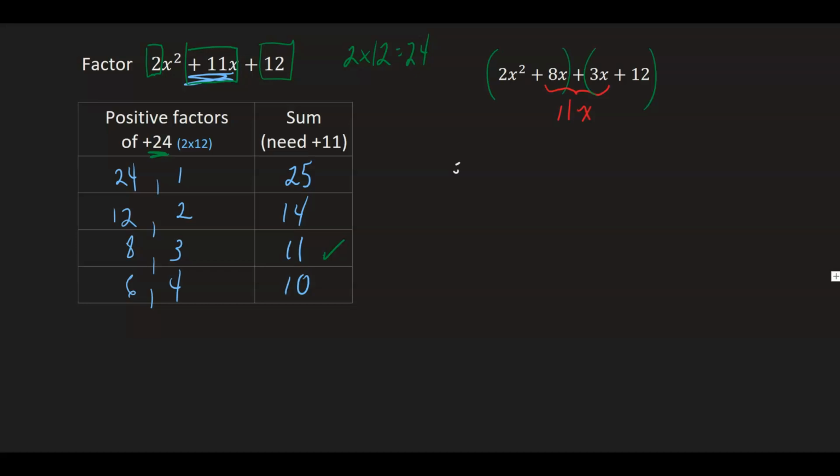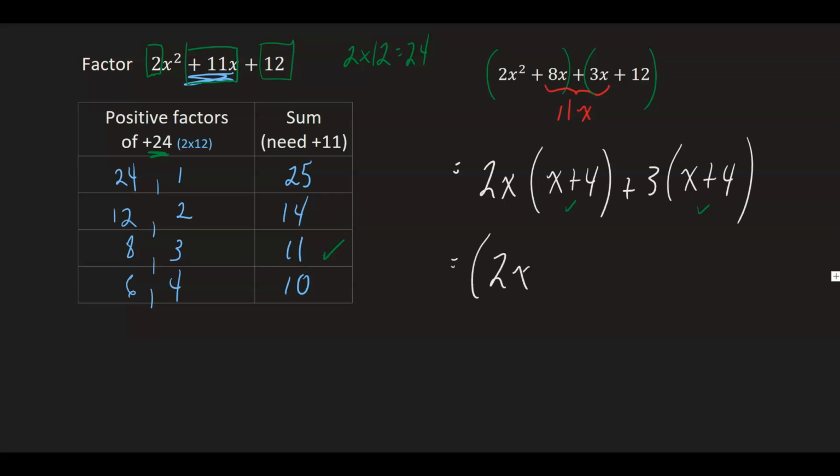So factor the 2x squared plus 8x, and I get 2x times (x plus 4), plus, and I'm going to factor the 3x plus 12, that will be 3 times (x plus 4). Remember, we want the same thing inside the brackets, and so this turns out to be (2x plus 3) and (x plus 4) are the factors.